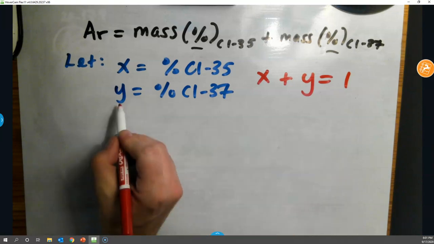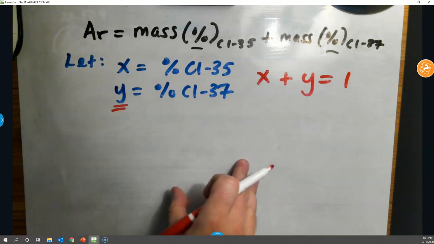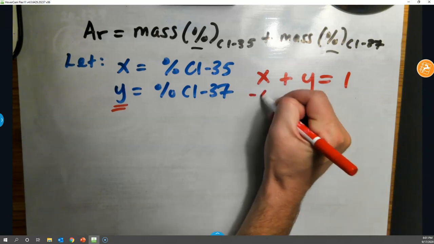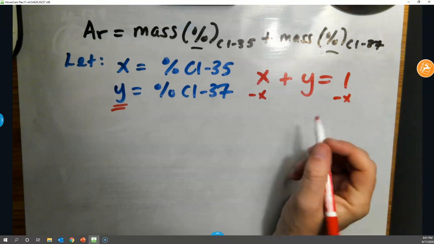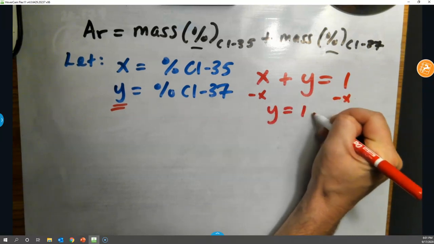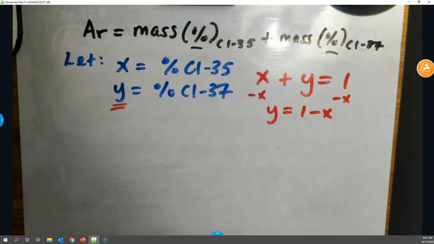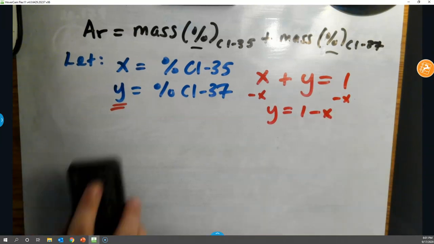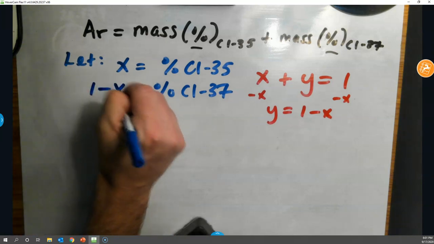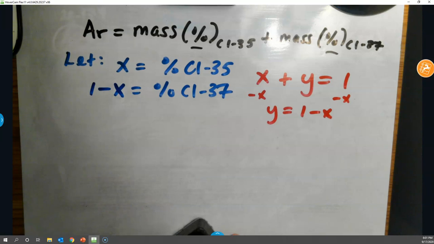So what we want to do is express our variable y in terms of x. To do that, I'm going to subtract x from both sides of the equation, and this equation then becomes y is equal to 1 minus x. So I can actually change this y from y to 1 minus x. Now it's just a matter of plugging these values into our equation and solving for x.